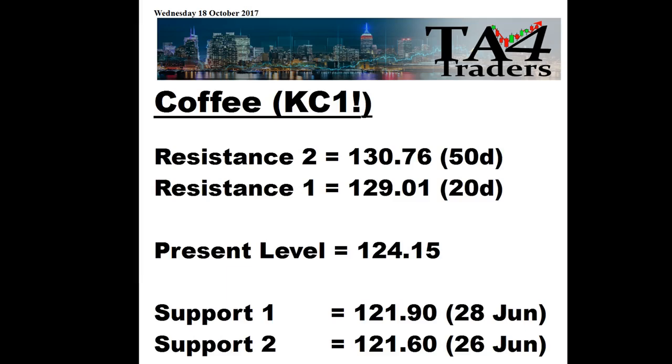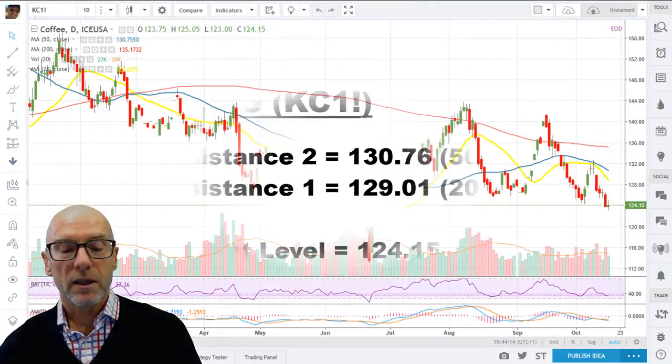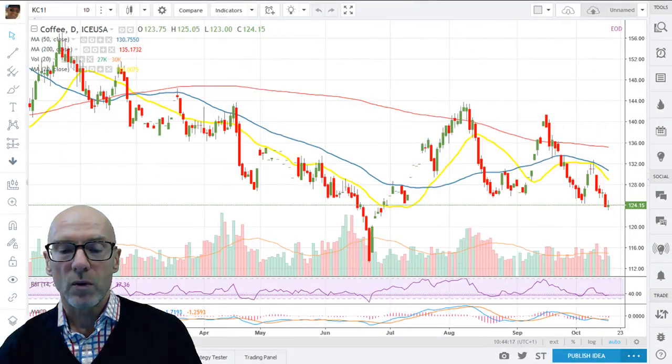Let's go back. That was the low that we saw at the end of June, and then you're looking at that long-term low, which was, as I said, at the 114 to the 111 area.